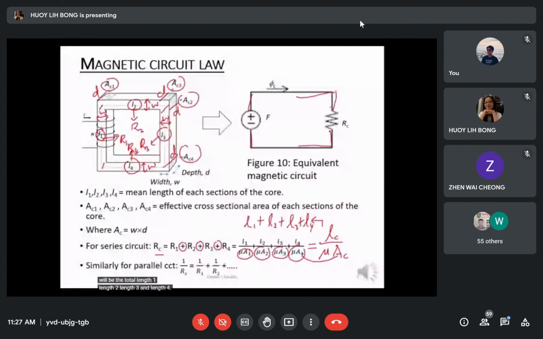For parallel structure, we can use the parallel circuit equation to solve for the reluctance. As inverse of RC will be equal to inverse of R1 plus inverse of R2, and so on.